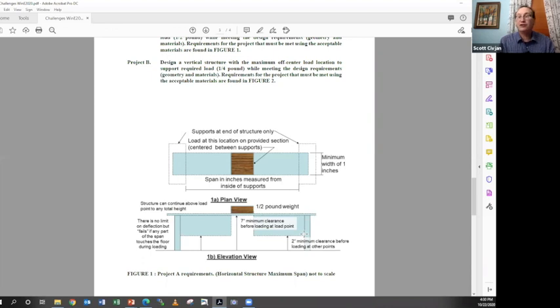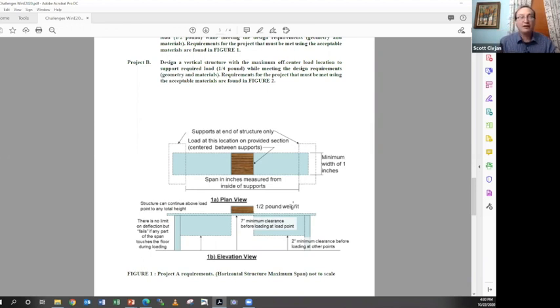But the idea is using all of those materials that are allowed to get as long a span between your supports as you can, from the inside to the inside of the supports, to support a 1/2 pound weight. And if you have something that you can measure that 1/2 pound, that's great.